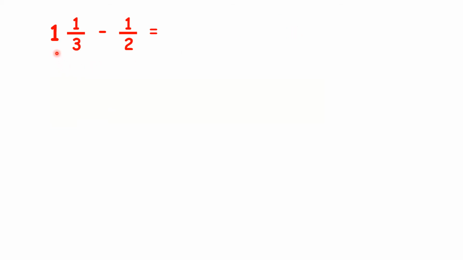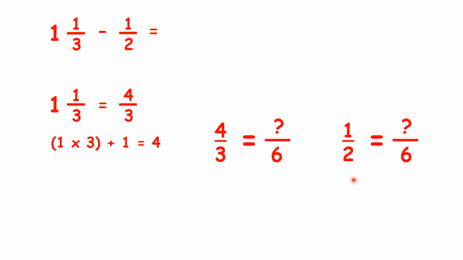Now pause the video and try 1 1/3 minus 1/2. We change our mixed number to an improper fraction, so we have 4/3, but now we still have denominators of 3 and 2, and we need the denominators to be the same, so we need to change both fractions. Now 6 is in the 3 times table and the 2 times table, so let's find equivalent fractions with a denominator of 6.